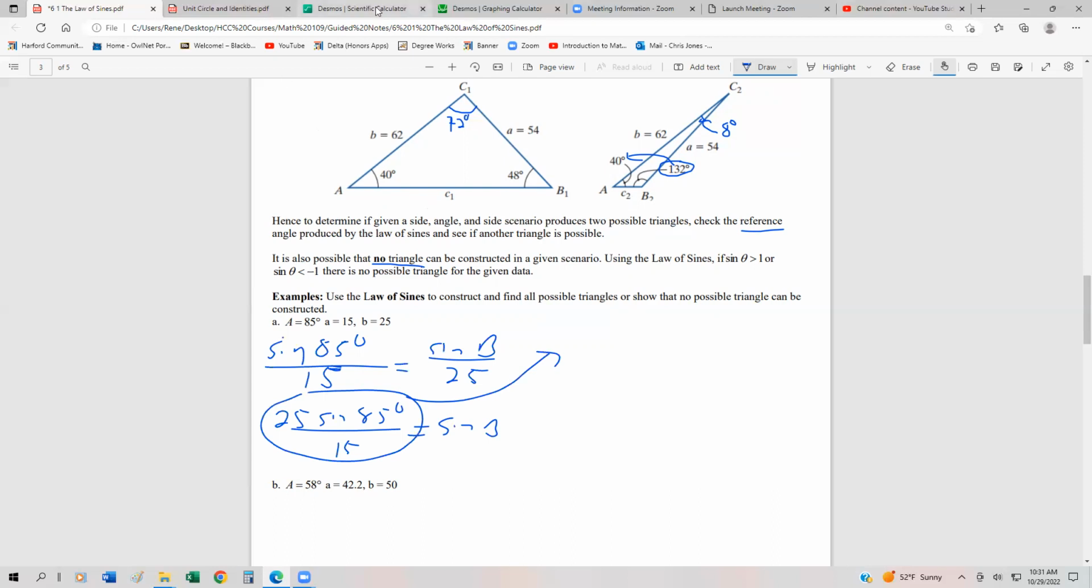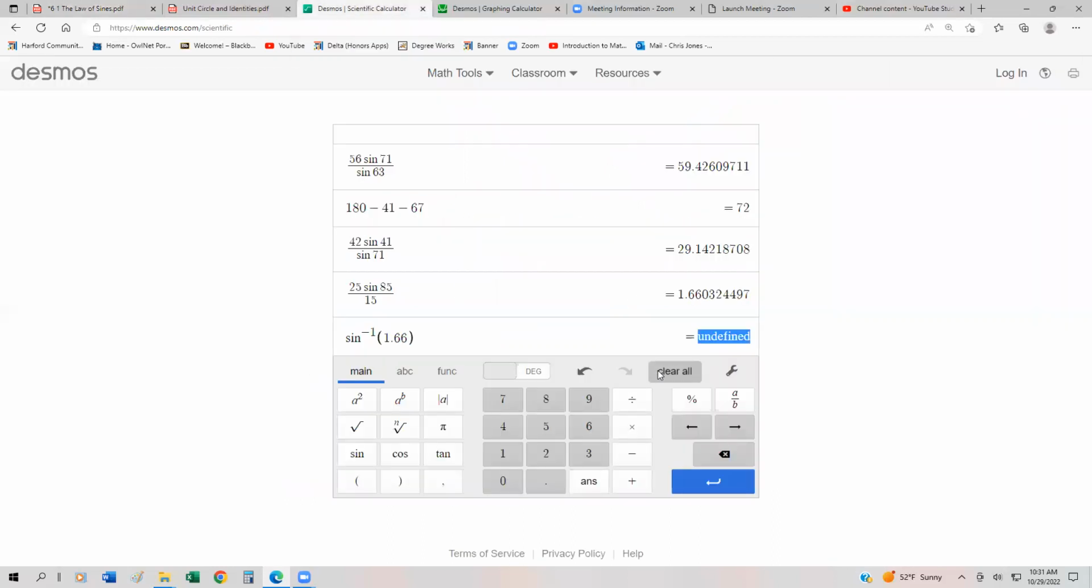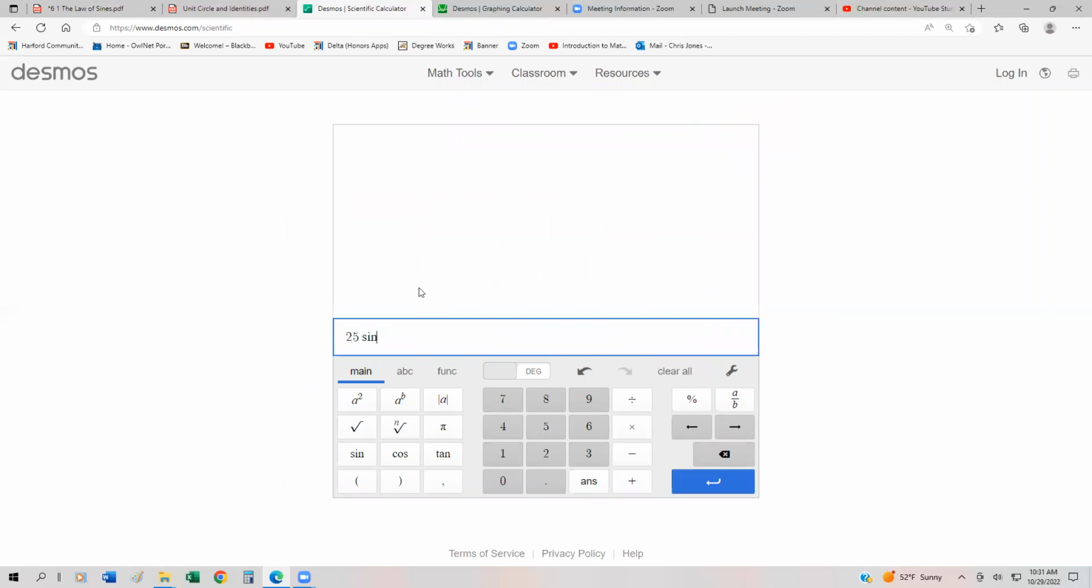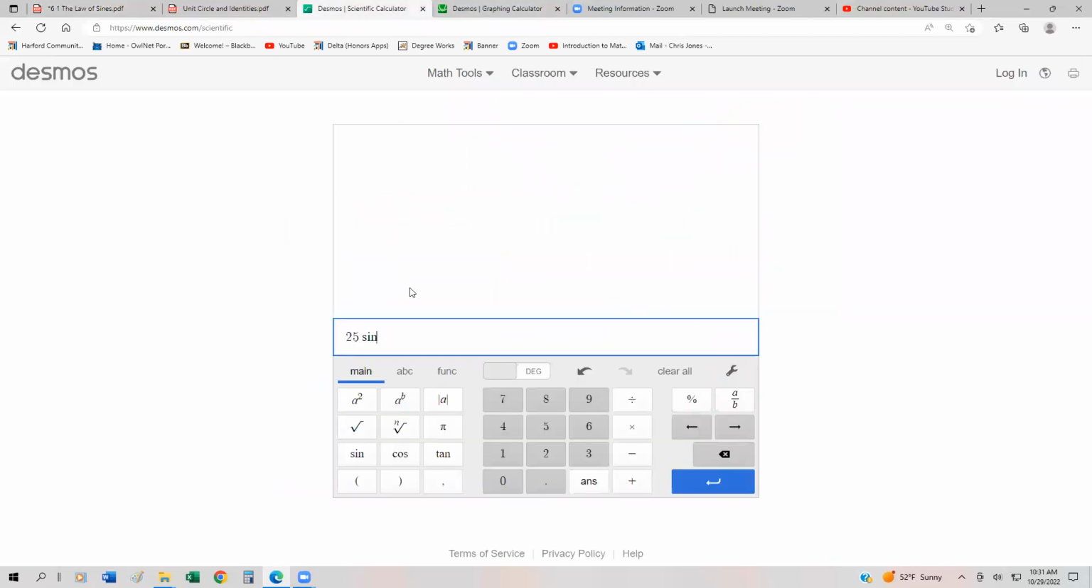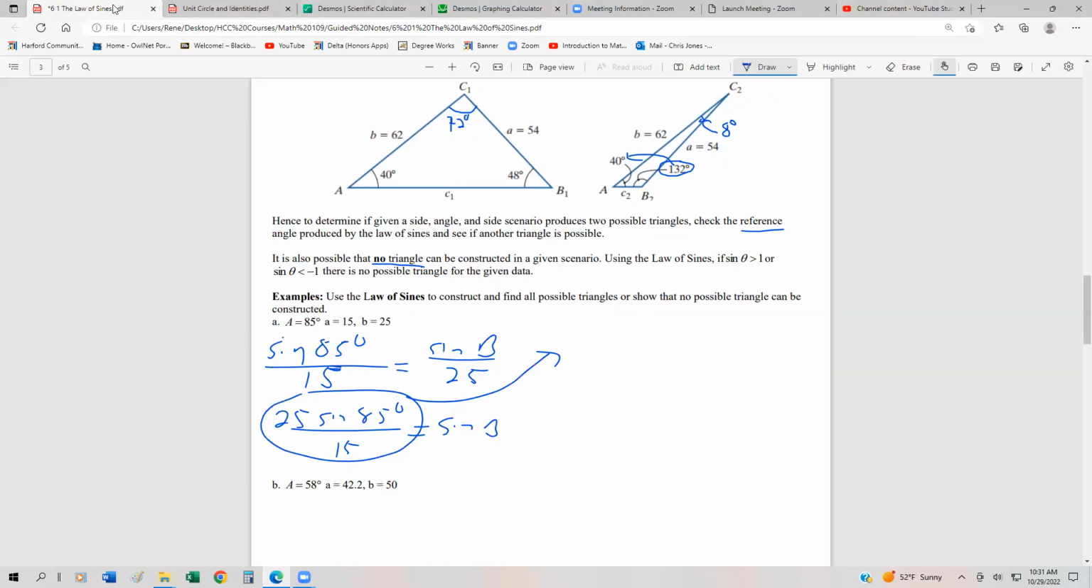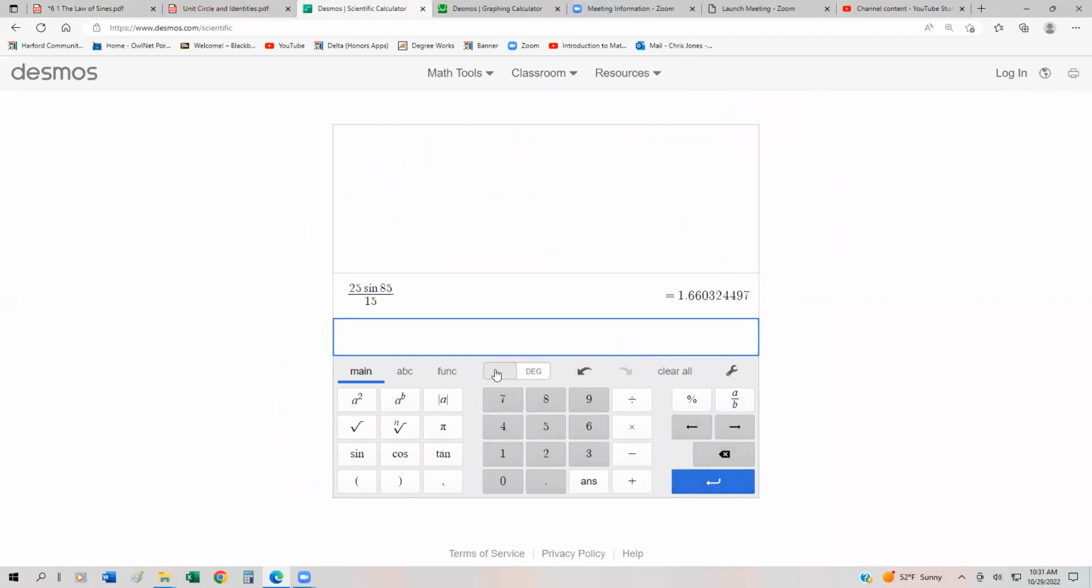I'm going to compute this expression on my calculator. So we have 25 sine of 85, and I'm going to divide that by 15. So I get 1.66 approximately. So 1.66 is equal to sine of B. To solve for angle B, we just take the arc sine of that. If we go into our calculator and take sine inverse of 1.66, notice that's undefined.